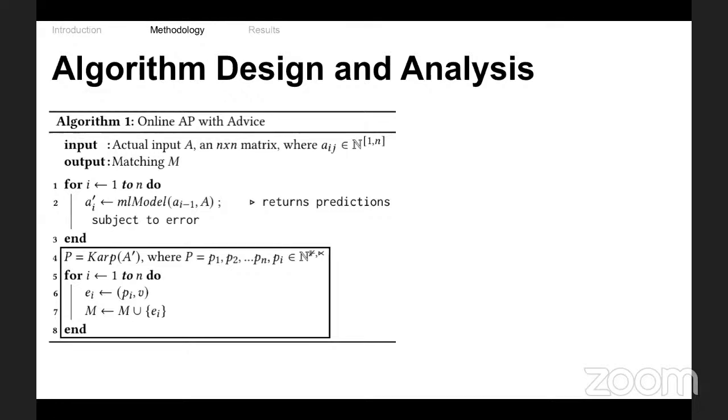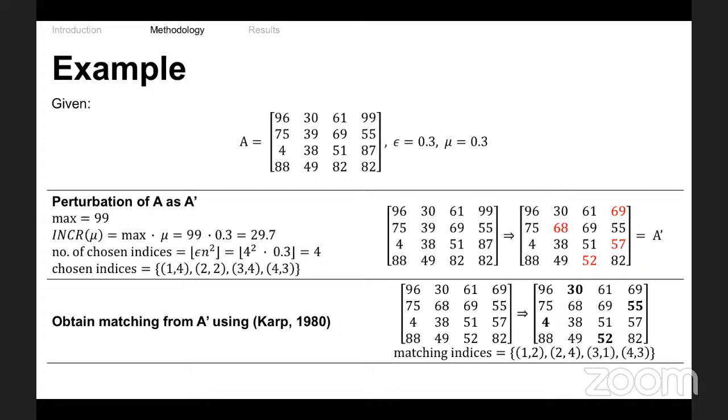But the other parts of the algorithm will basically just be running the algorithm with the best offline algorithm, which for the online assignment problem is n squared log of n. So the total running time will be n squared log of n plus how long the machine learning model will take to create the predictions for our algorithm. In the next slide I will be showing an example of how everything will work in a very small matrix, just so we have an idea of what it does.